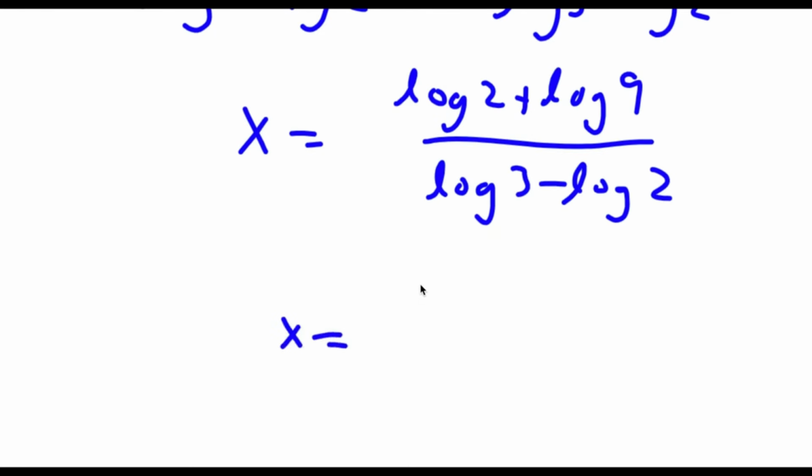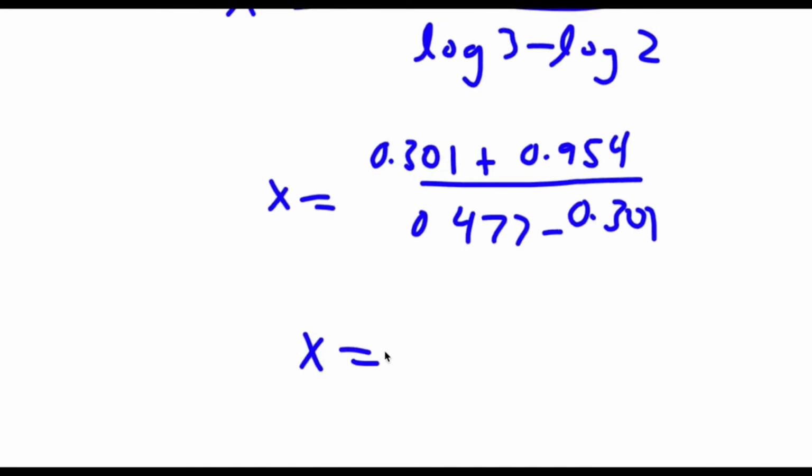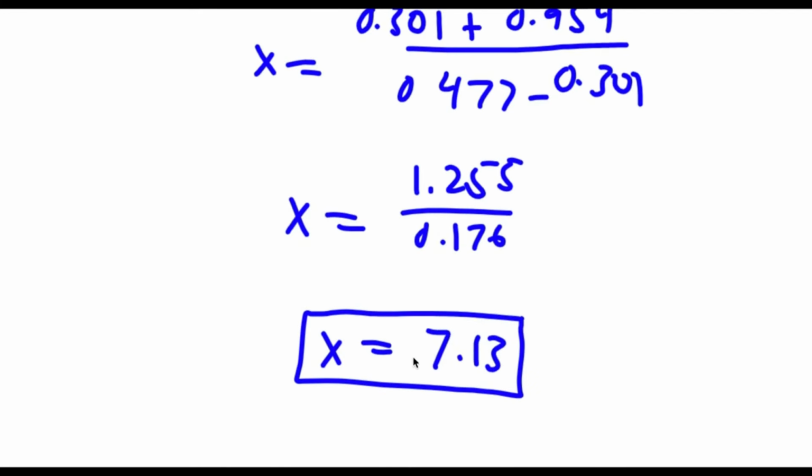Now log 2 is equal to 0.301, plus log 9, which is equal to 0.954. Now I have this over log 3, which is equal to 0.477, minus log 2, again equal to 0.301. So now this is equal to 1.255 over 0.176, which is equal to 7.13. So this is my answer.